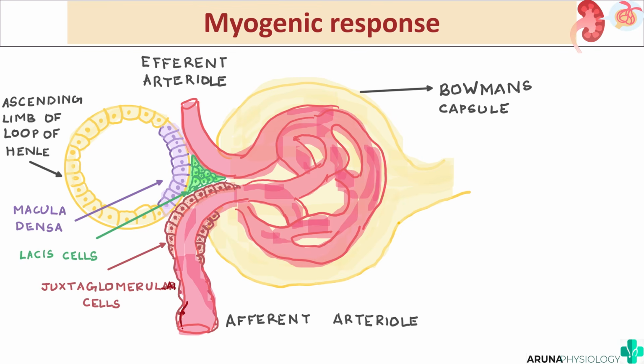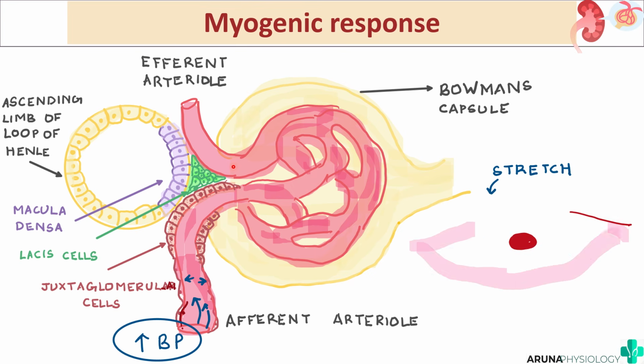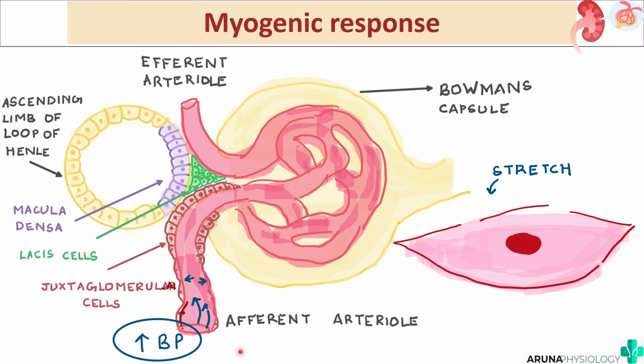The myogenic response is the condition in which, suppose the BP increases here, naturally the amount of blood coming through this afferent arteriole increases, right? But when this amount of blood increases, there is a stretch on this arteriolar wall. This stretch acts on the smooth muscle of the arteriolar wall and causes activation of the stretch activated calcium channels, which in turn act on other calcium channels, that is voltage gated calcium channels, and cause contraction of the smooth muscle.